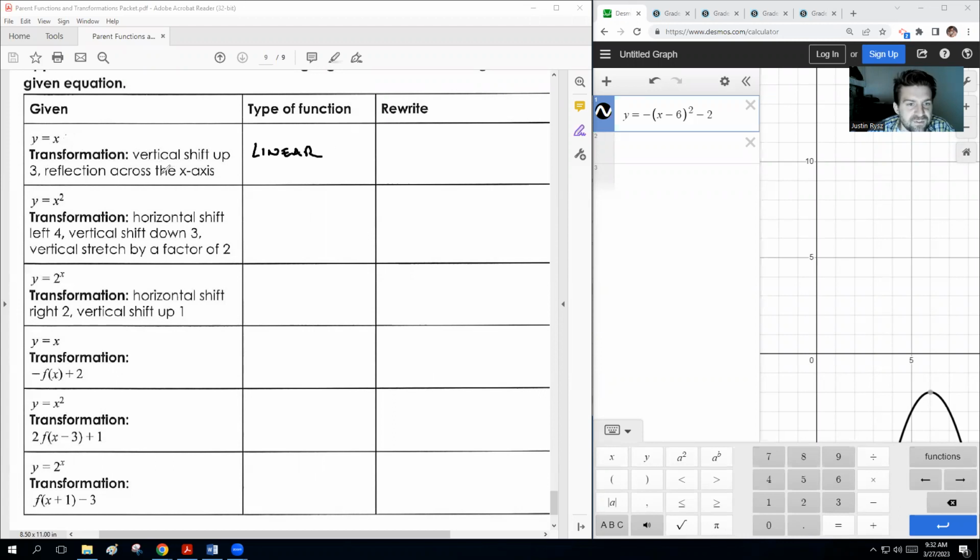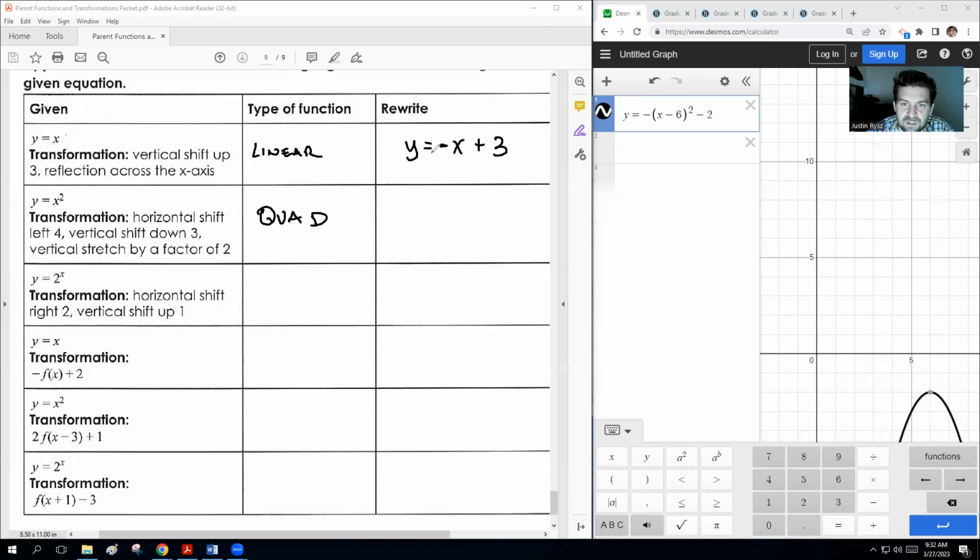All right, so if we're going to shift this up 3, we would do y equals x plus 3, and then reflect it across the x-axis. We would make the x negative. Double check that in the graphing calculator. All right, y equals x squared. Okay, so that's a quadratic.